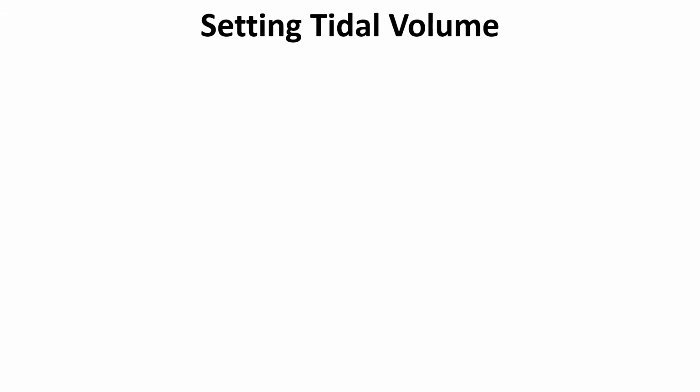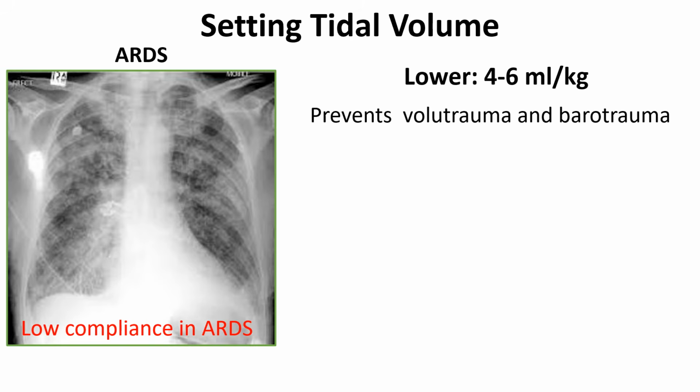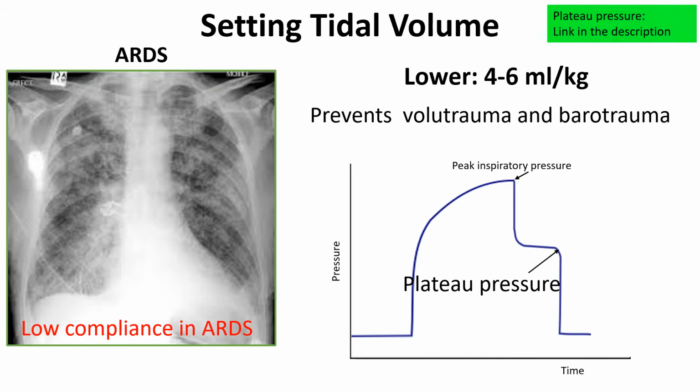In the case of acute respiratory distress syndrome, where the lung compliance is reduced, a common recommendation is to use lower tidal volumes, generally between 4 to 6 milliliters per kg. Using lower tidal volume reduces the risk of lung overdistension and injury. The output parameter such as plateau pressure can guide tidal volume adjustments, with most clinicians aiming to keep plateau pressure below 30 centimeters of water.